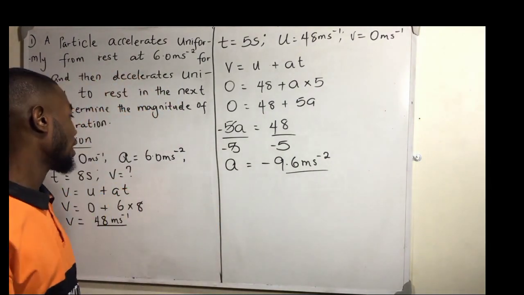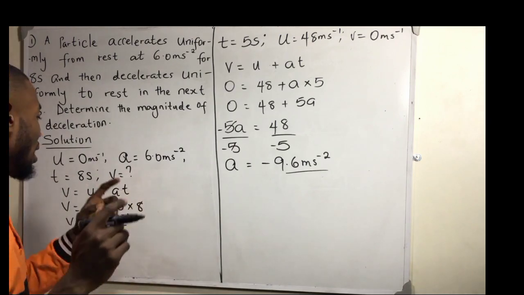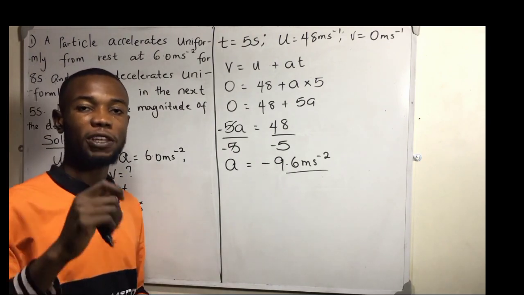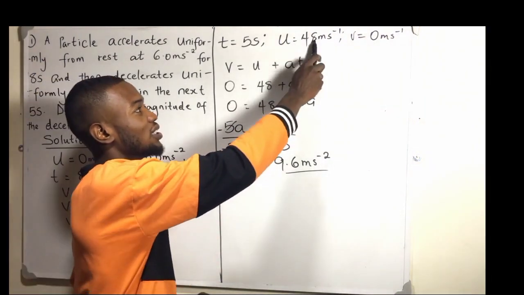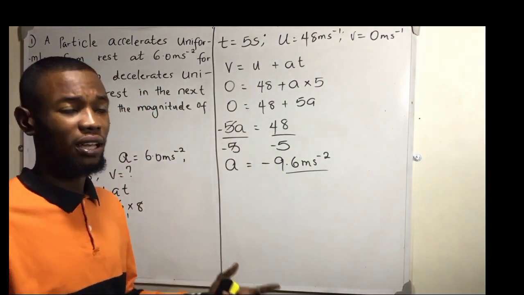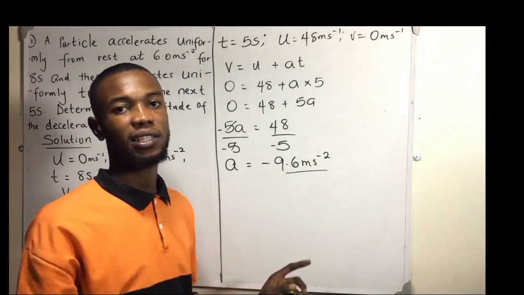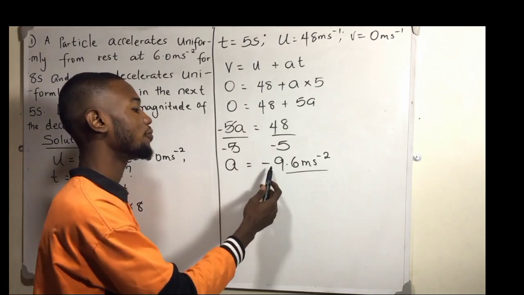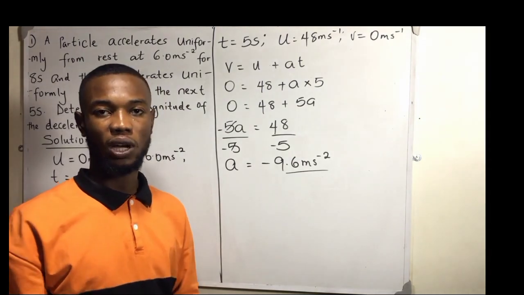Now let's quickly do a recap of the question. The first thing you need to do in this type of question is to get the maximum velocity of that body. When you say the maximum velocity of that body is 48 meters per second, at its maximum, the final velocity before the body starts decelerating becomes the initial velocity. That's why we are using the initial velocity to be 48. And we're told that the time taken for it to decelerate is just 5 seconds. And the final velocity becomes 0 because the body comes to rest at that point. Now, we apply the same formula again and we collect like terms. At the end of the day, we have minus 9.6 meters per second squared. Now, let's proceed to another question.